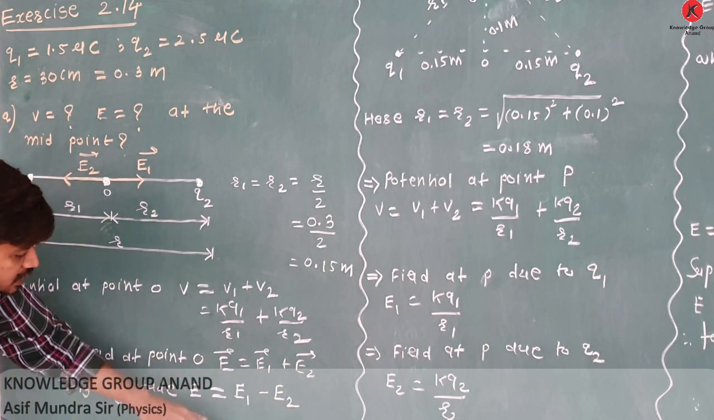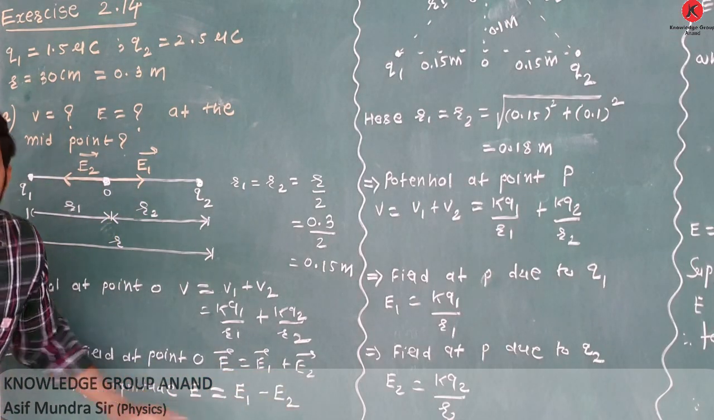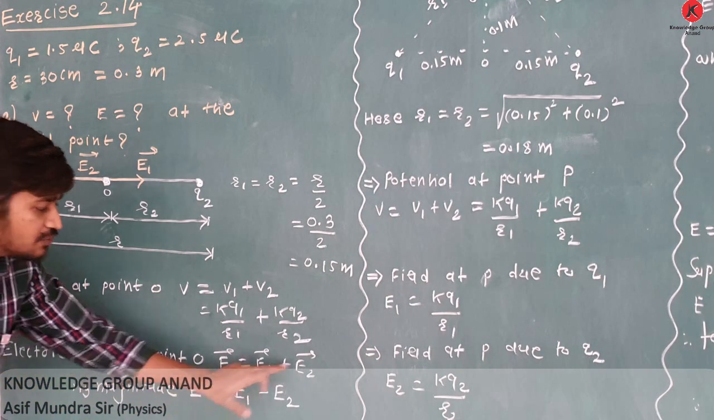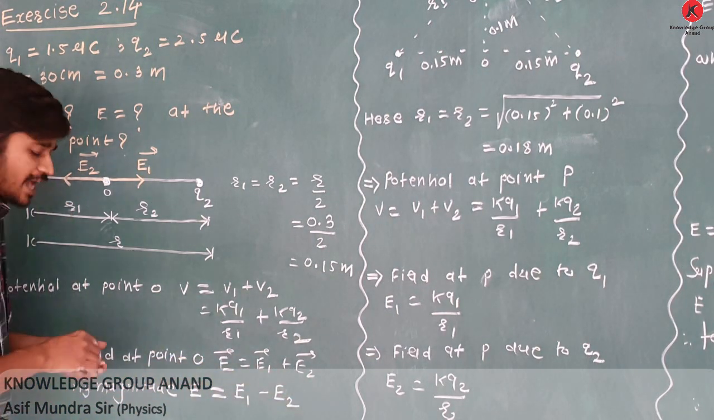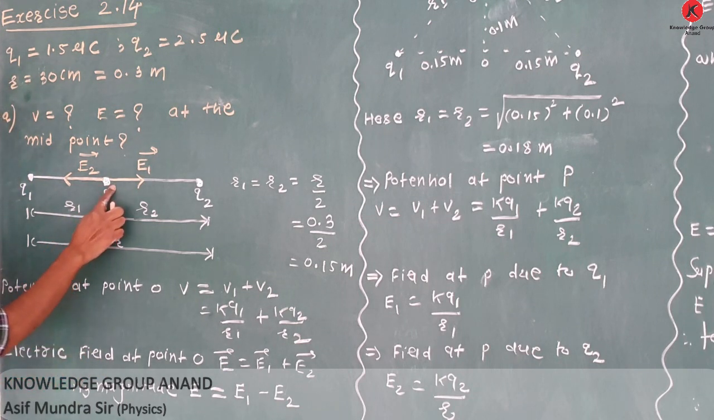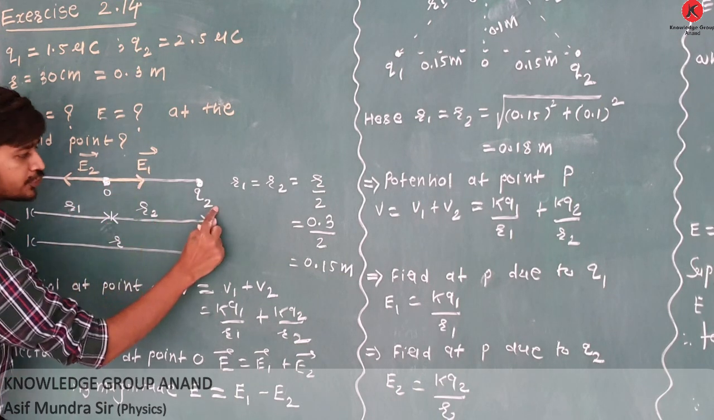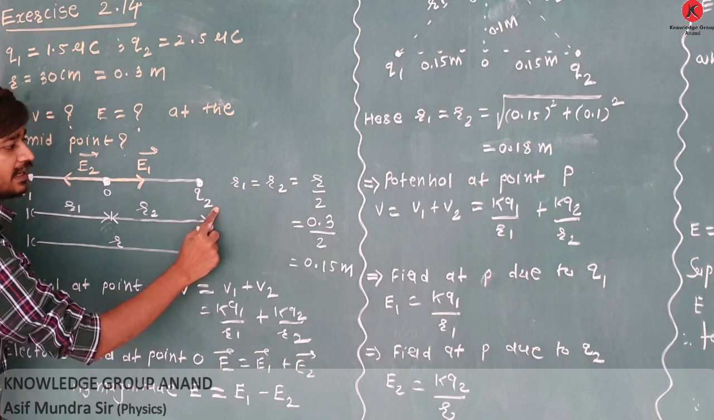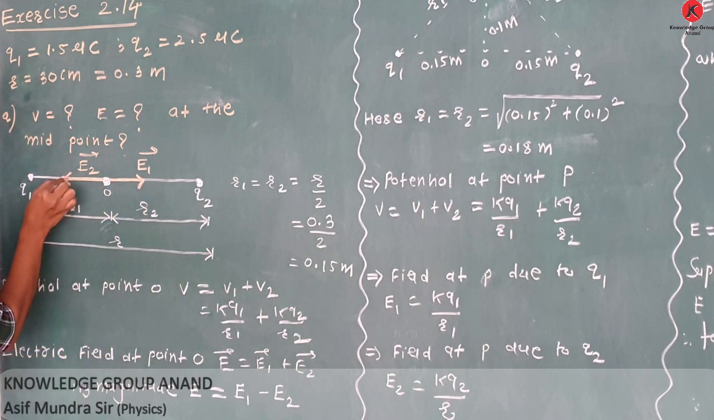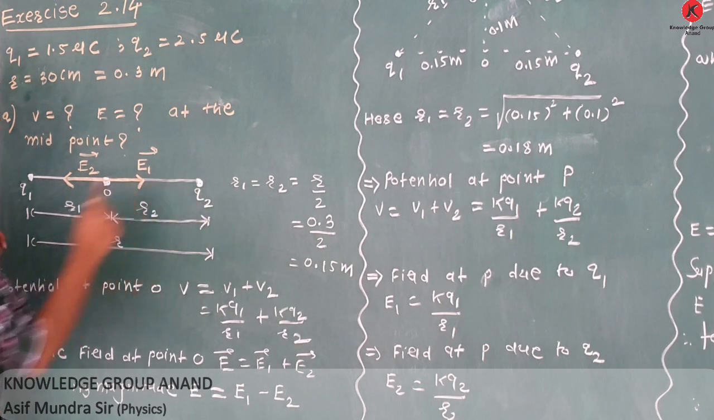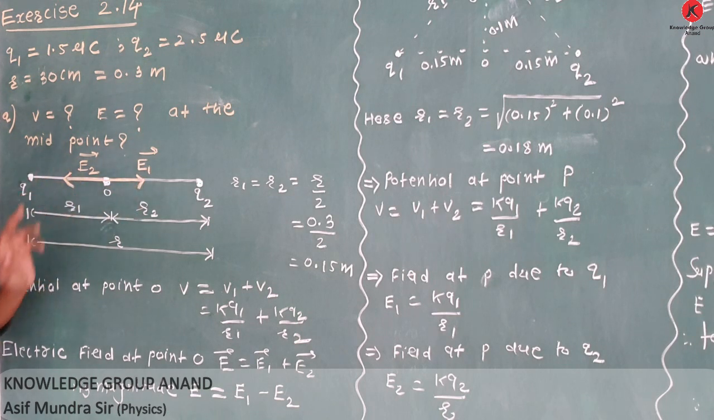And now how to write its magnitude? After direction. First of all, you have to check the direction of E1 and E2. See in the figure, what is the direction of E1 and E2? At the midpoint, Q1 is a positive charge. Due to a positive charge, the electric field is outward. Simple. Due to Q2, a positive charge, the electric field is again outward. So, as both charges are positive, the electric fields due to them are in opposite direction. From the figure it is clear, E1 and E2 are in opposite directions.